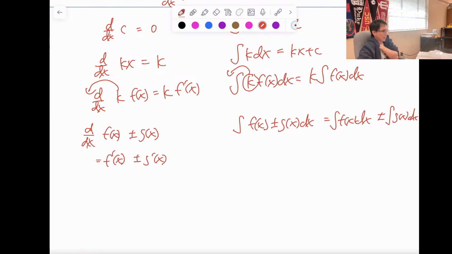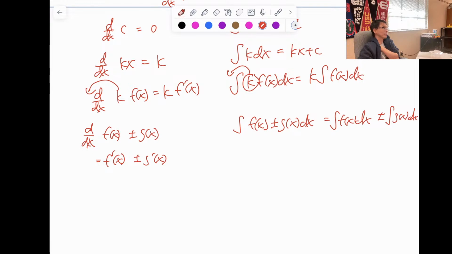So you can take the derivative of two separate functions. You can also take the integration of two separate functions if they're adding and subtracting together. Not when they're multiplying, though. When they're multiplying, it doesn't work. Yeah, it doesn't work with multiplying.